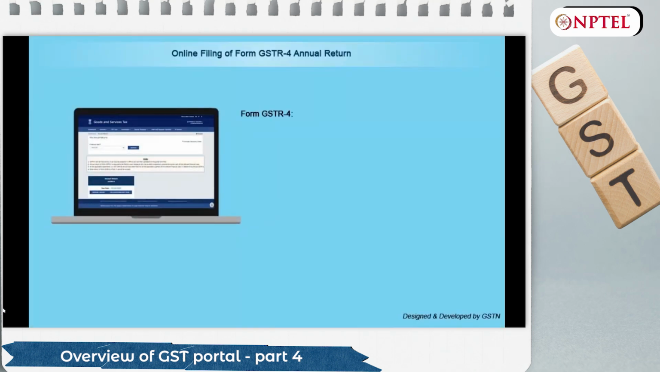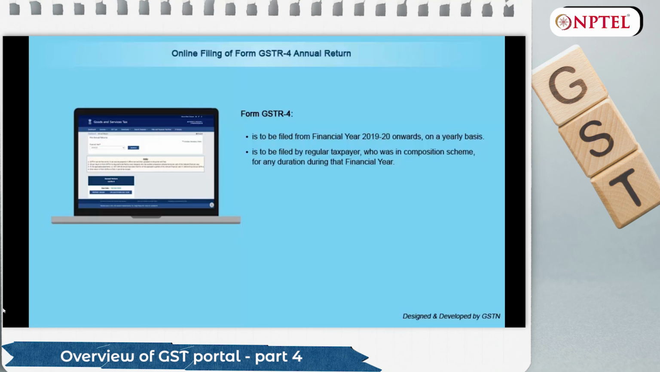Form GSTR-4 Annual Return is a yearly return which is to be filed once for a particular financial year. It is to be filed by the registered taxpayer who has opted for composition scheme anytime or was in composition scheme for any duration during that financial year.